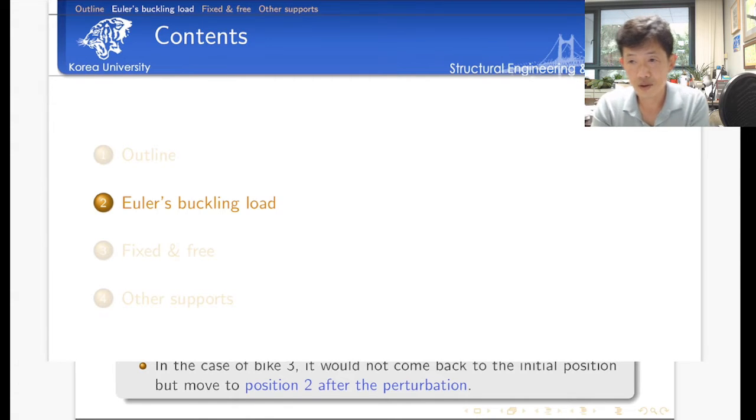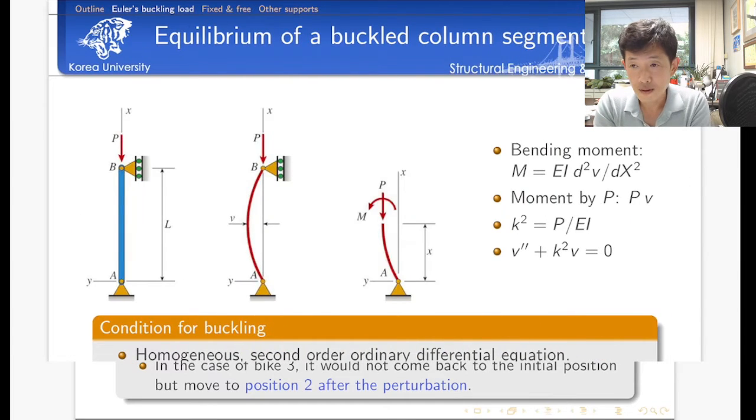Alright, so now let's talk about Euler's problem, Euler's buckling load. He wanted to calculate when the column buckles. Let's consider a simply supported column, and at point B we have a compressive load. As I told you, this is a completely one-dimensionally loaded member. Then we can calculate the stress by dividing the load P by the cross-section area.